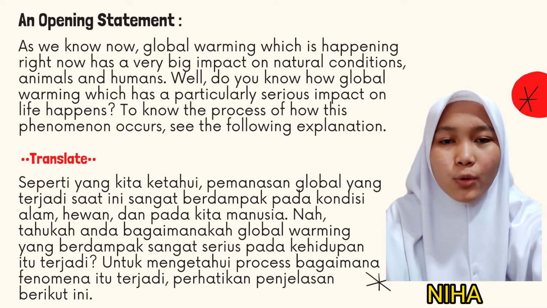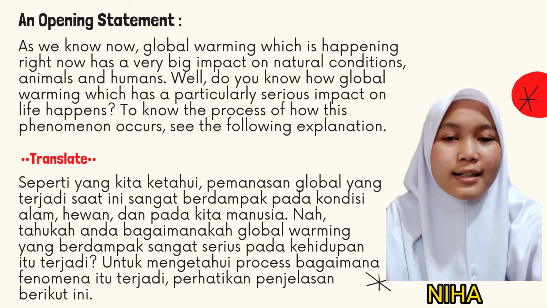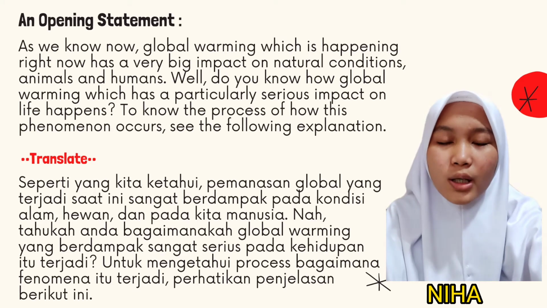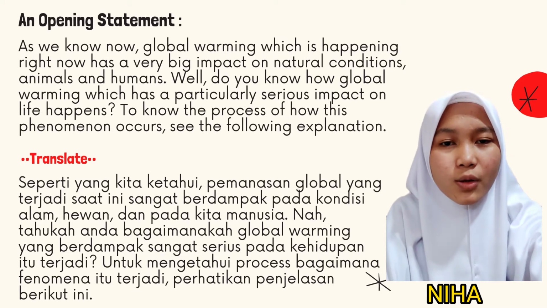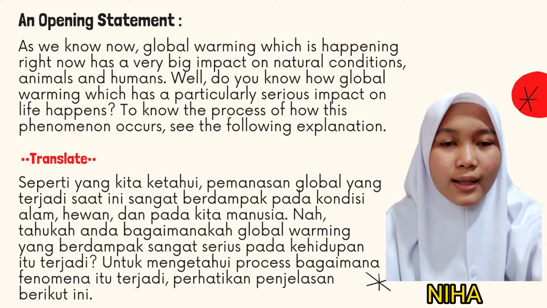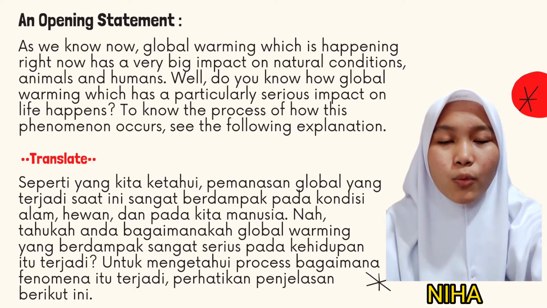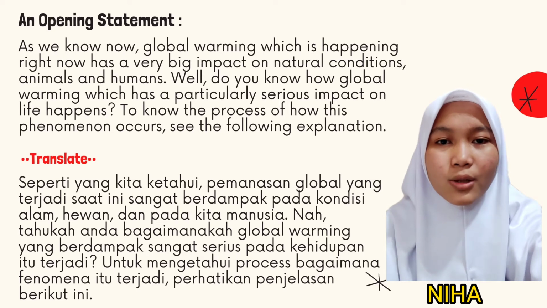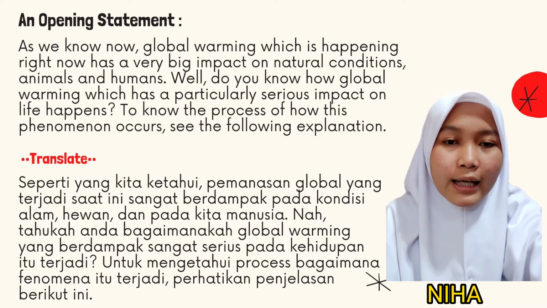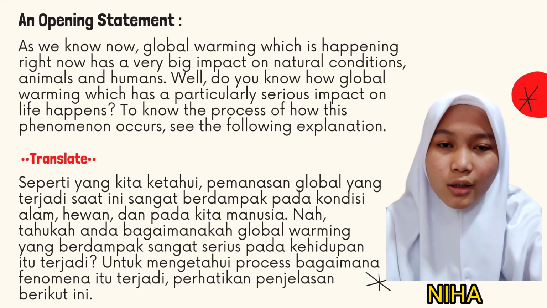Explanation text: Global warming. As we know, global warming, which is happening right now, has a very big impact on natural conditions, animals, and humans. Well, do you know how global warming, which has particularly serious impact on life, happens? To know the process of how this phenomenon occurs, see the following explanation.